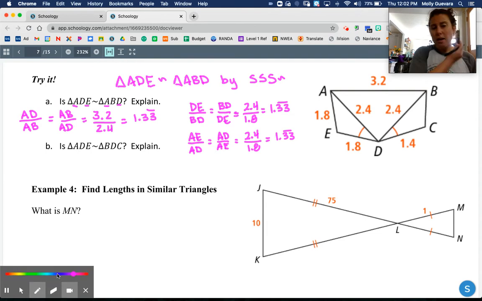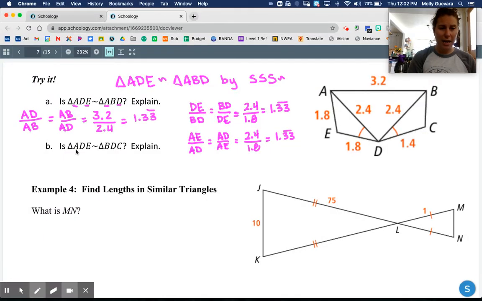Okay. And then part B is ADE similar to BDC. So let's look at that. AD and BD, so AD and BD are proportional. Again, I can switch it if I want. Doesn't really matter. So AD is 2.4. BD is 2.4. Okay, so I get 1.